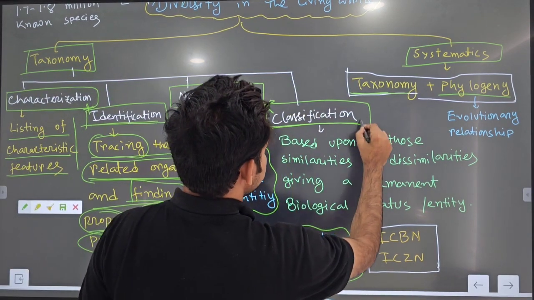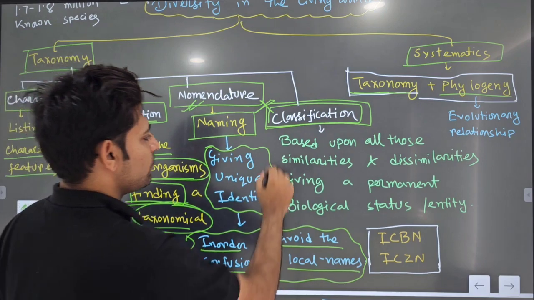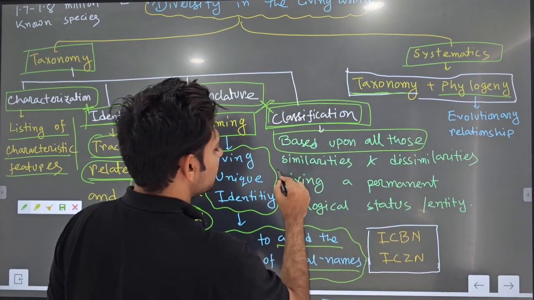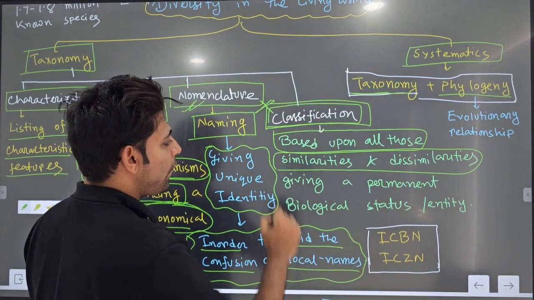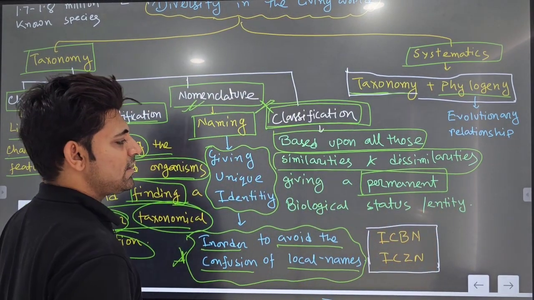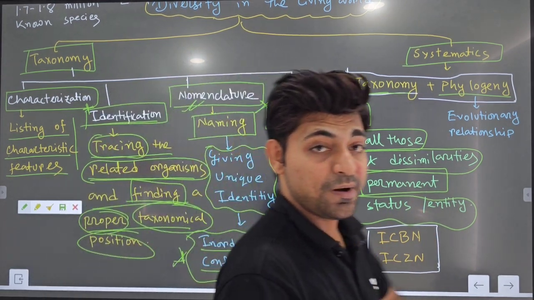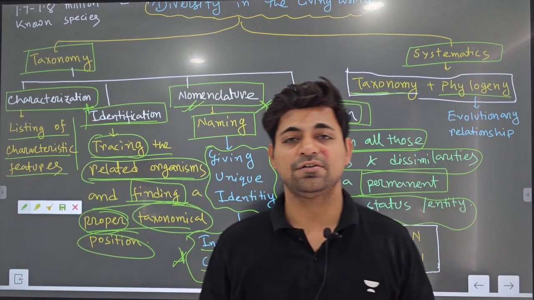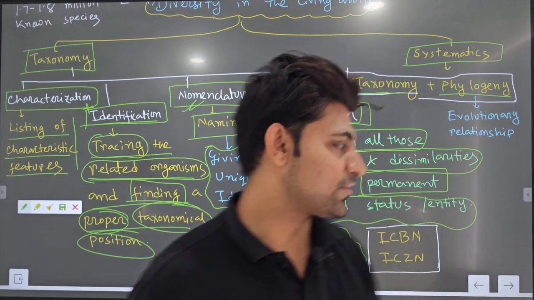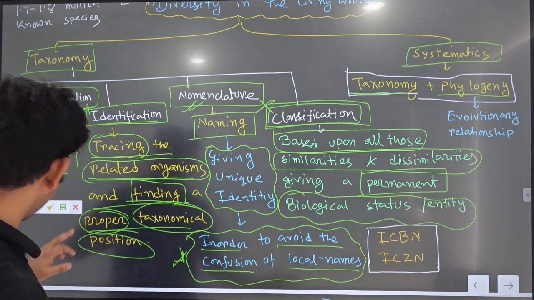Now lastly, classification. When all the things are done, based upon all those similarities and dissimilarities, all those studies, giving a permanent biological status or entity of an organism is called classification. Okay, so let's discuss in a little bit.